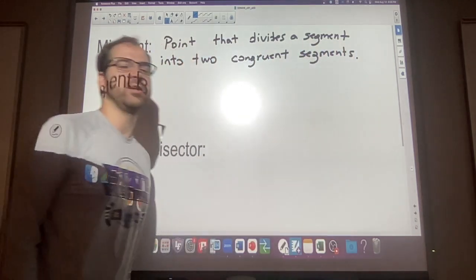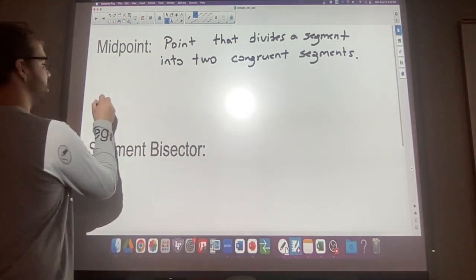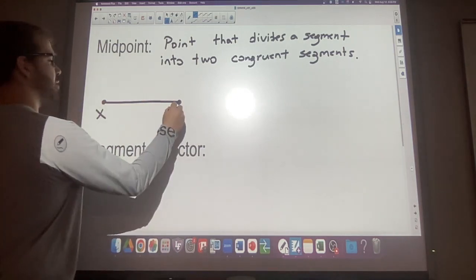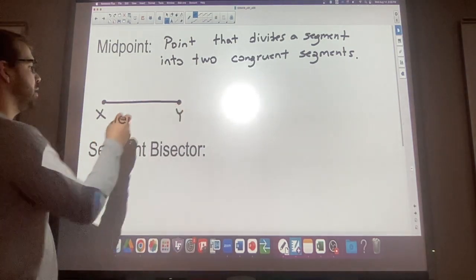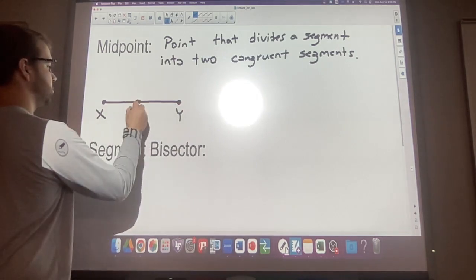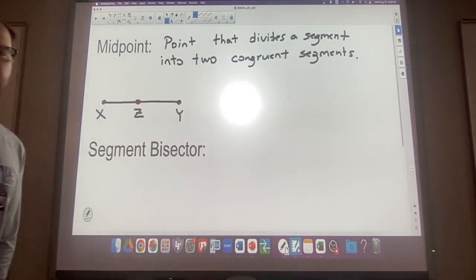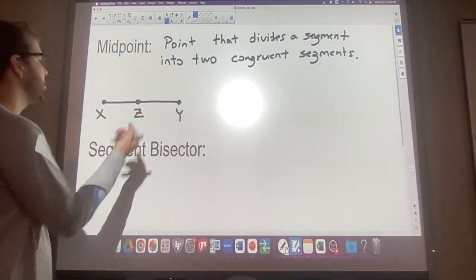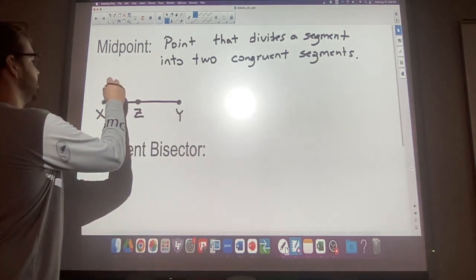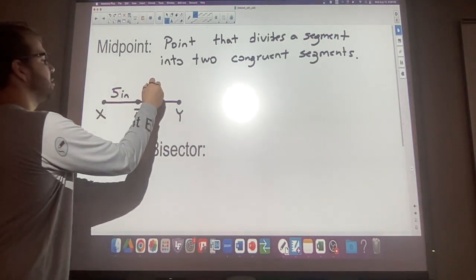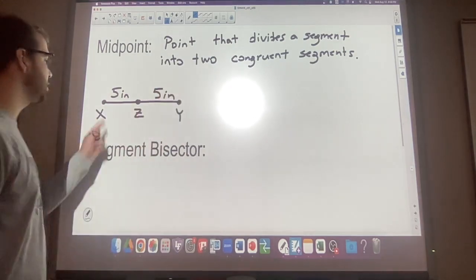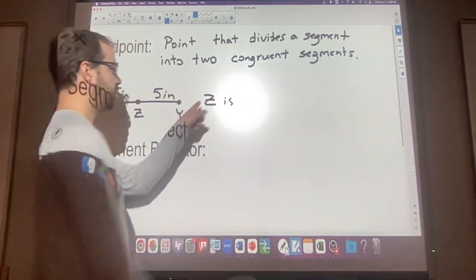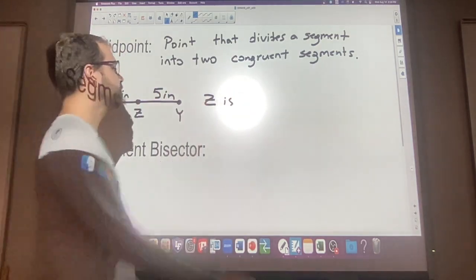All right, and I usually like to draw a picture, especially for geometry. A picture usually helps. If I have segment XY, and I put Z in the middle here, the only time Z is a midpoint is if it cuts this in half exactly, okay? So let's say that this is 5 inches here. It's not really. And this is 5 inches here. Well, since they're the same, we can say that Z is a midpoint. And I always put a slash through my Z so you know it's not a 2.